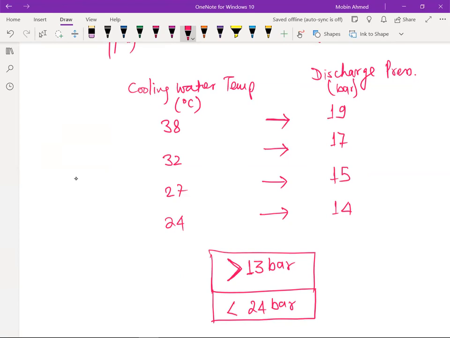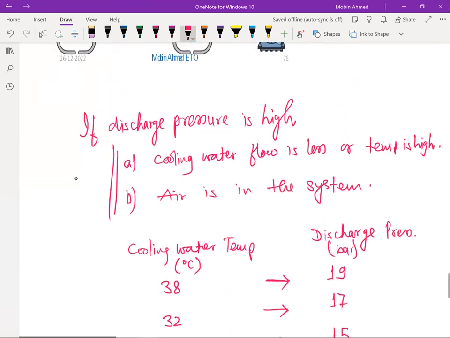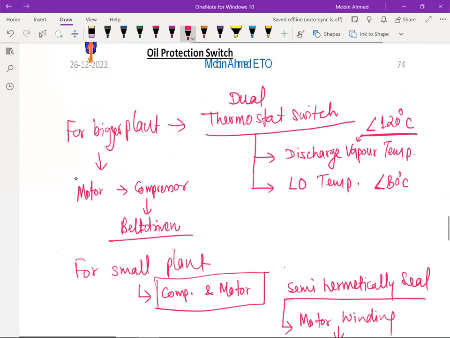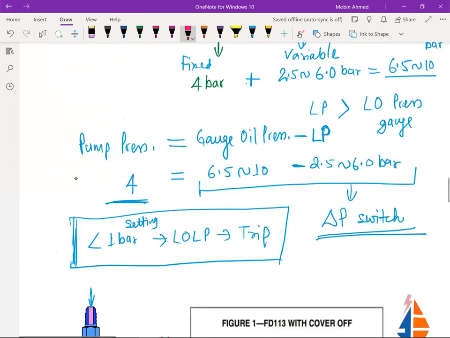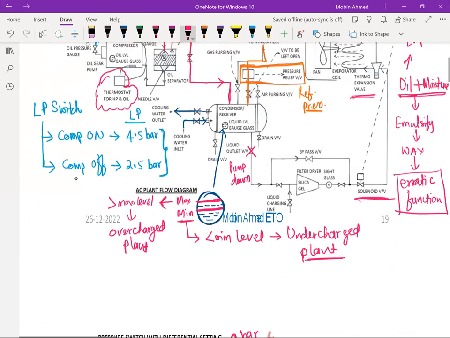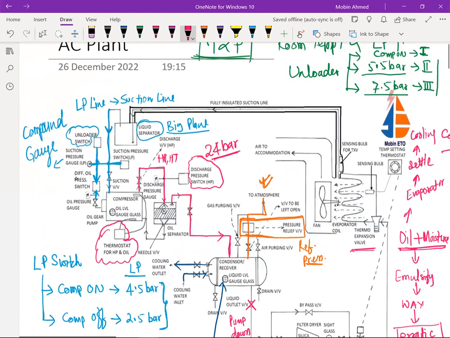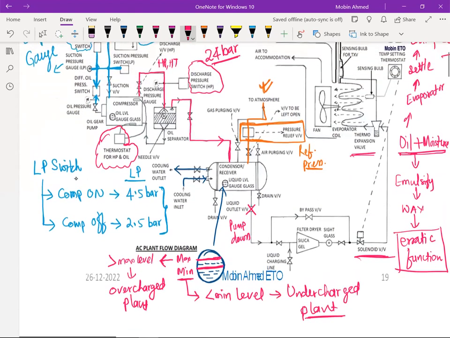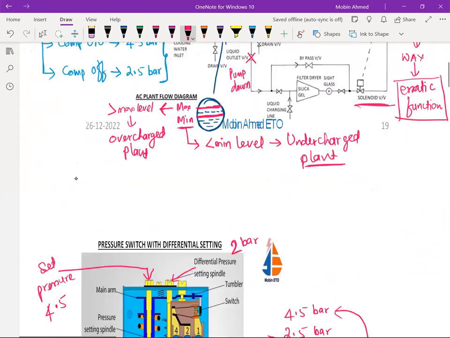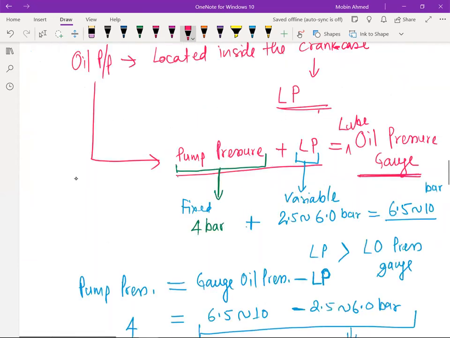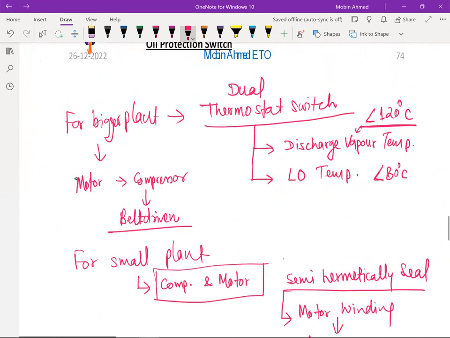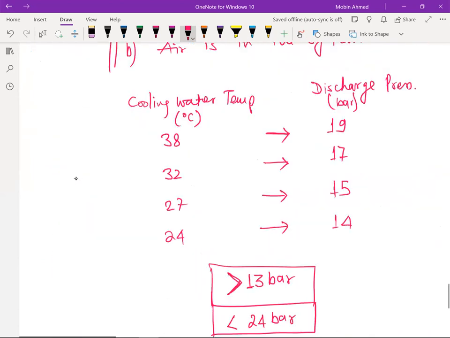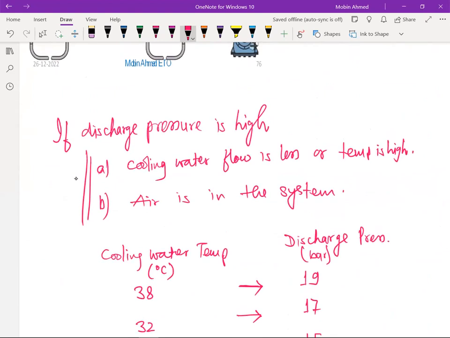Now you can find this in the manual: what is the cooling water temperature and what will be the discharge pressure. Now we are having the LT cooling, so generally this problem will not come. But if there is seawater cooling, then seawater temperature changes according to region, so your discharge pressure is also going to change.